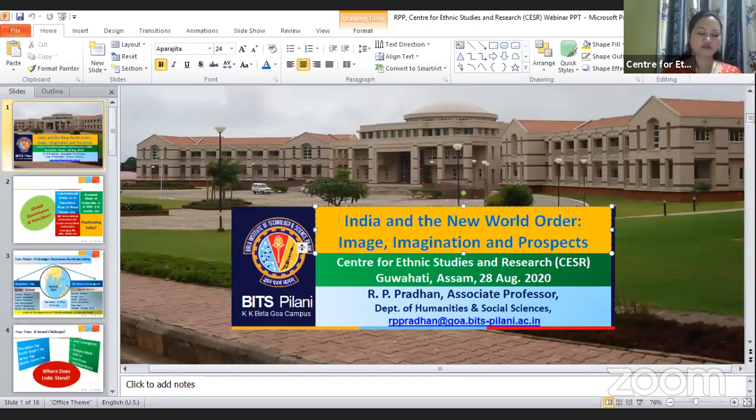And for this session, we have invited Dr. Kukansando Das sir, associate professor and head of the Department of Political Science, Assam University, Dipu campus, as our chairperson. Dr. R.K.